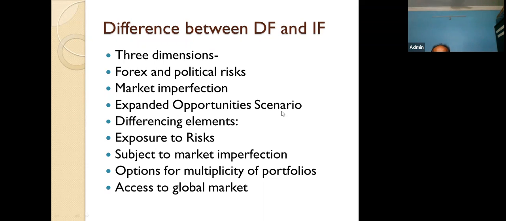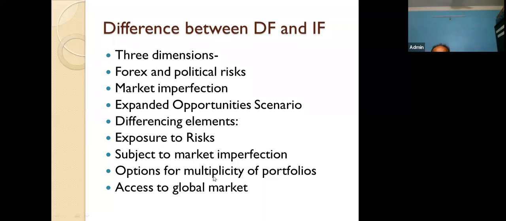So, opportunity scenario. Another differencing element is exposure to risk. Now, when we talk about international finance, inevitably risk is involved. So in order to minimize the risk, there are several tools and techniques available for transaction risk and economic risk. Such tools should be used by the manager. Then, subject to market imperfection. This is the economic term, market imperfection.